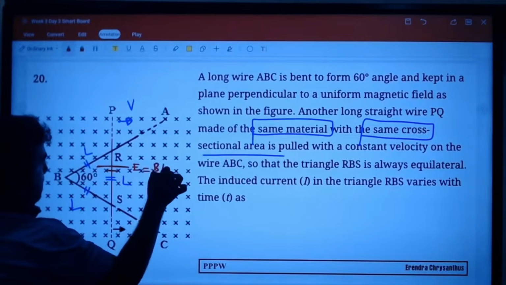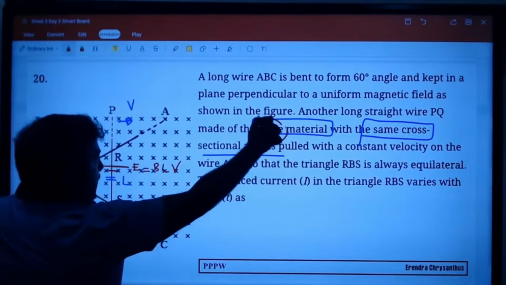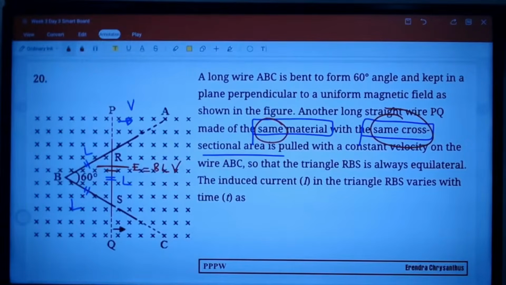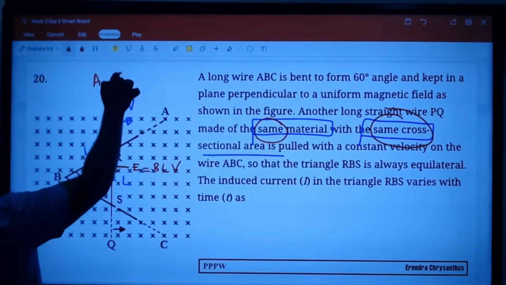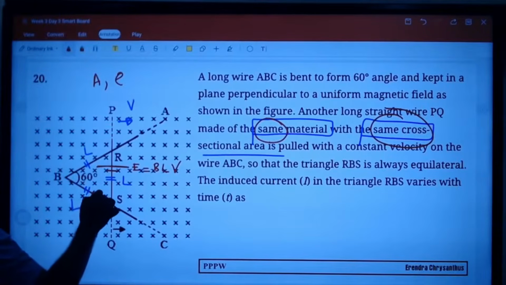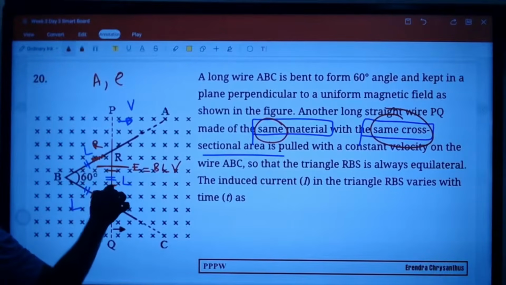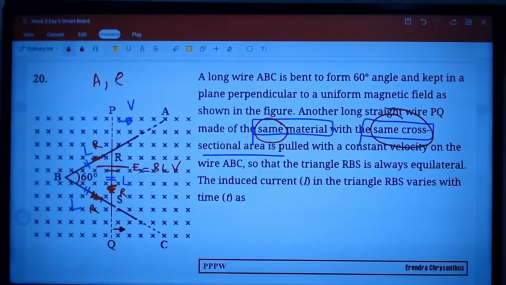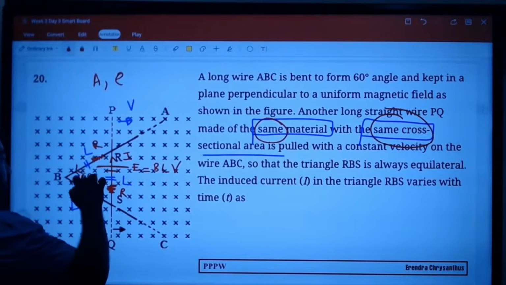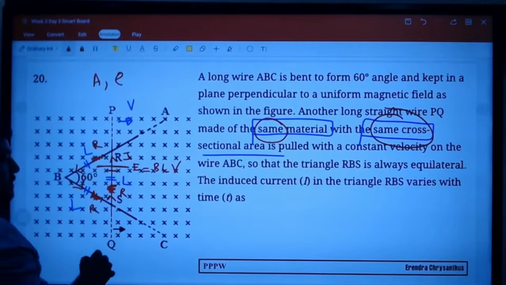So EMF is BLV. Remember there's a reason why they said same material, same cross-sectional area. Why same material, same cross-sectional area? A is the same, rho is the same. This part has a length, this has a length, this has a length. That means here there is a resistance, here there is a resistance, here also there is a resistance. Now this current coming out from here will go across this. It can't go here, it is an open terminal.